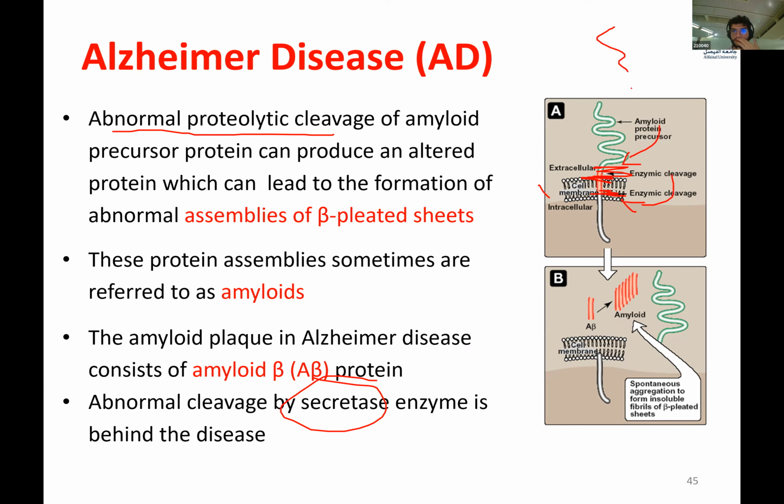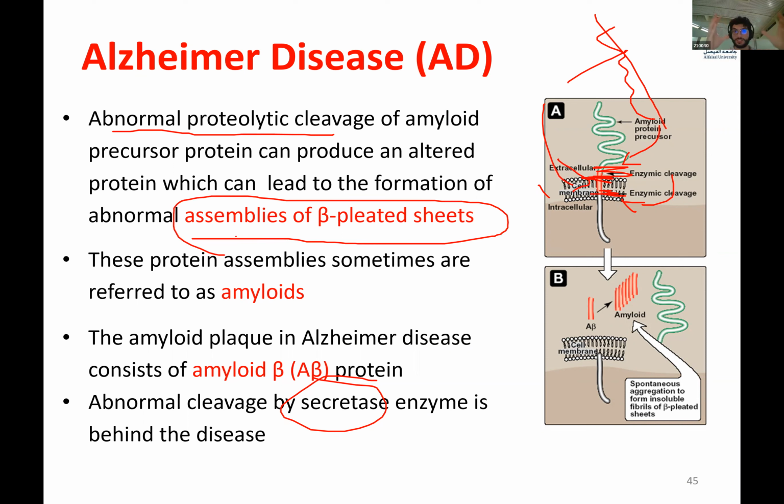Usually, for example, it forms an alpha helix. Remember the secondary structure causes an alpha helix. When it cuts at the wrong site for any reason, it causes the protein to become a beta sheet. Now these beta sheets start coming together and aggregating. It's specifically called a beta amyloid or amyloid beta. This specific abnormal protein is a beta pleated sheet.